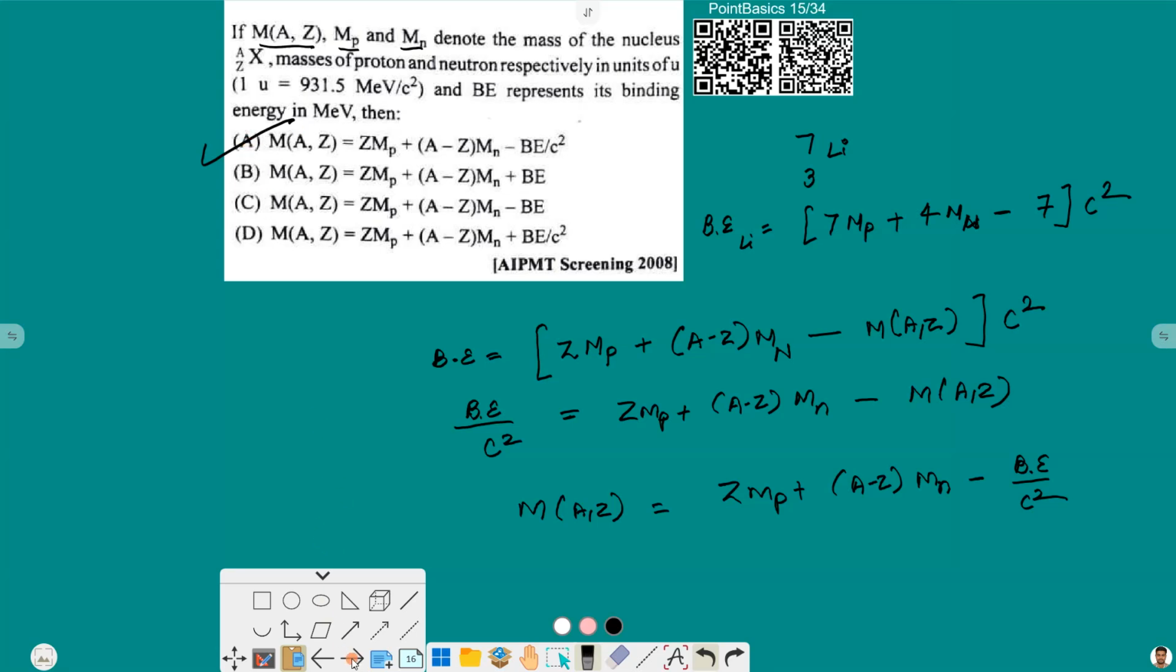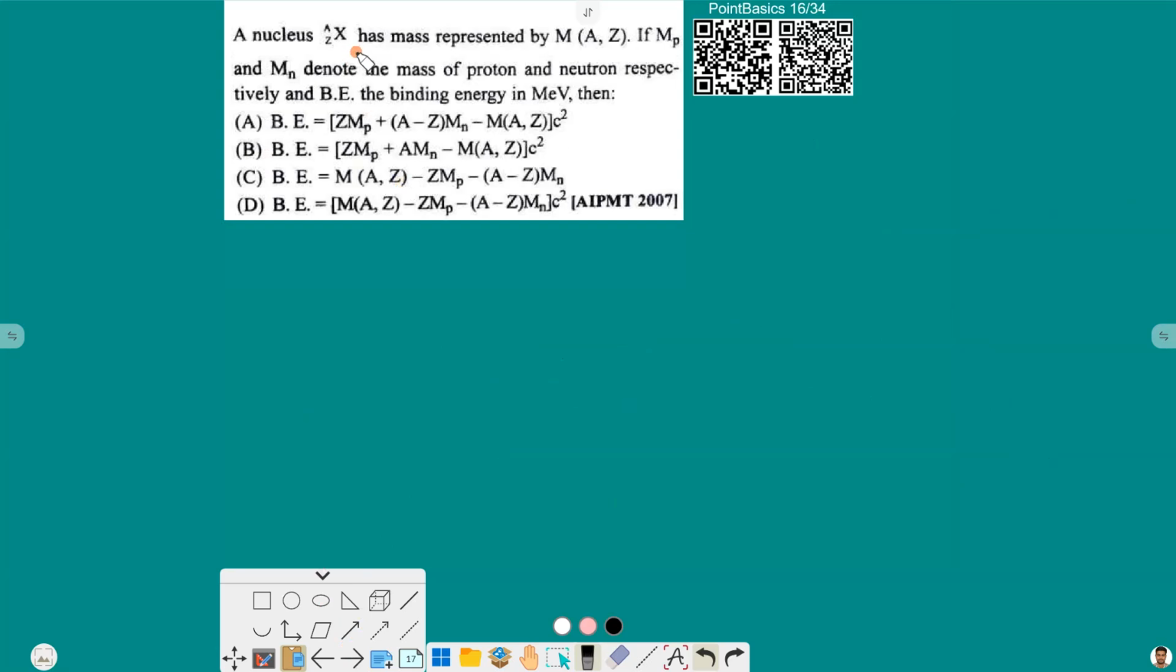Now in the next one, in nucleus AZ with mass represented by M(A,Z), if Mp and Mn denote the masses, then we have to find out the formula for binding energy. We just solved it: it was ZMp plus (A minus Z)Mn minus M(A,Z) into C square. That is option A.